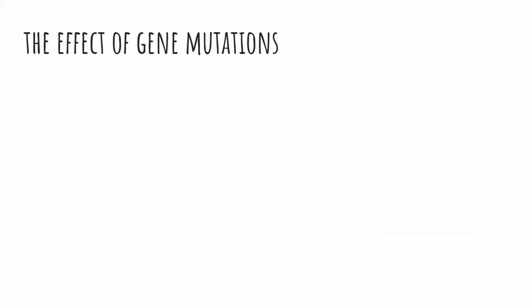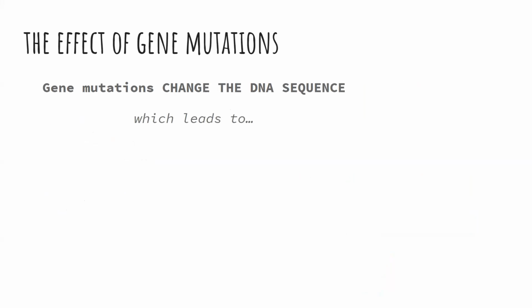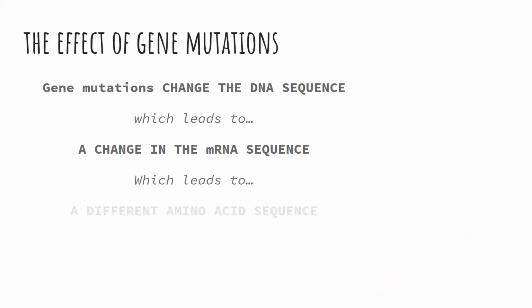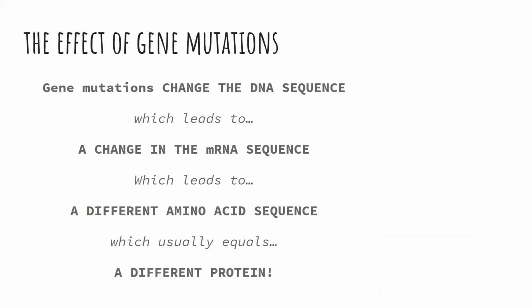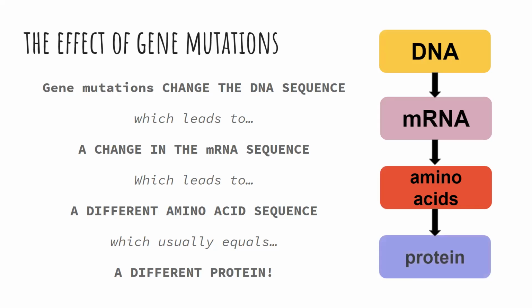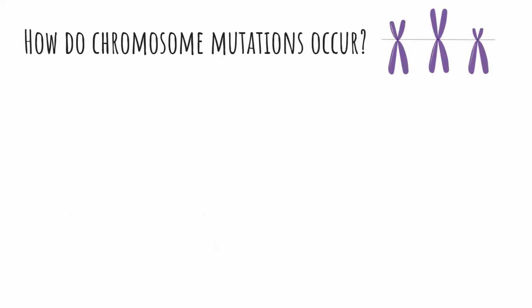So, what are the effects of gene mutations on the human body? Gene mutations change the DNA sequence. And if there is a change in the DNA sequence, guess what? There's going to be a change in the mRNA sequence. And if there's a change in the mRNA sequence, it's going to lead to a change in the amino acid sequence. And if there's a different amino acid sequence, that usually equals a totally different protein. So it'll be a totally different expression of our traits. And sometimes that's not good.